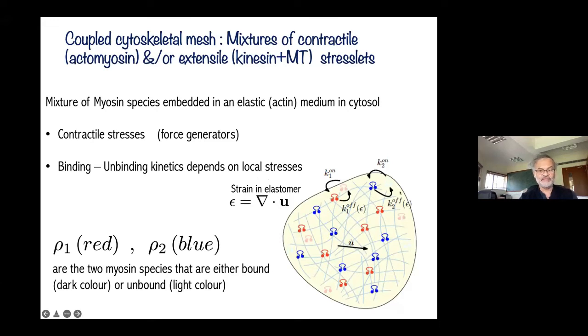So what we have here is a medium, as shown on the right, in this yellow background with crisscross lines showing the elastic actin. On that, you see these blue and red schematized myosin species. There are two different myosin species which bind and unbind to this actin mesh. When they bind, they apply contractile stresses. Their unbinding depends on the local stresses present in the medium. There are two density fields, called rho1 and rho2, for the two different species of myosin. The meshwork is described by a strain tensor, epsilon, which is the symmetrized gradient of the displacement field u.